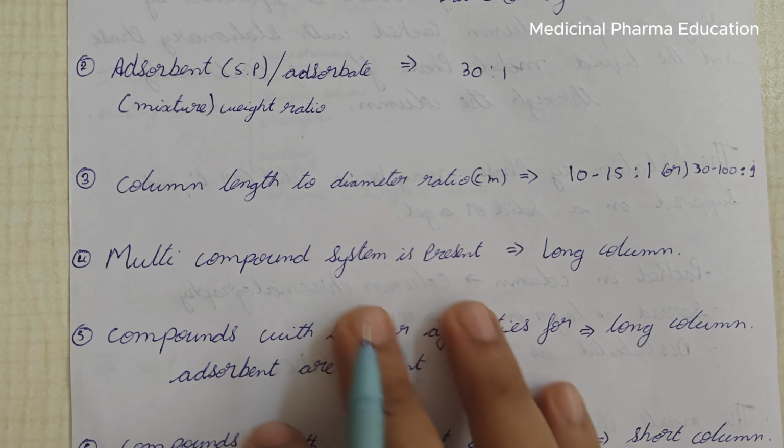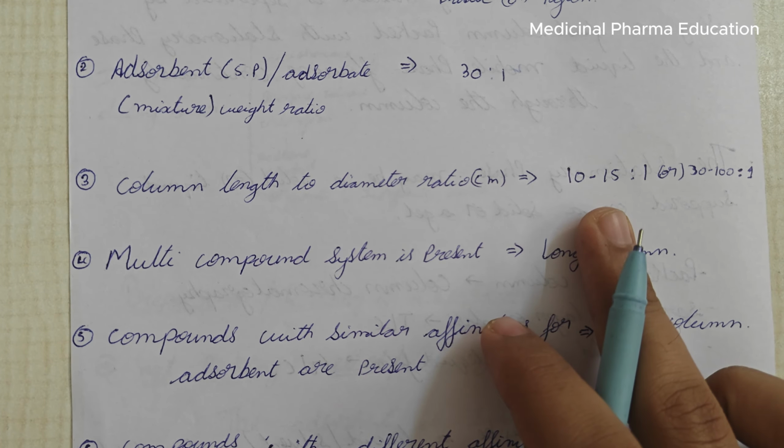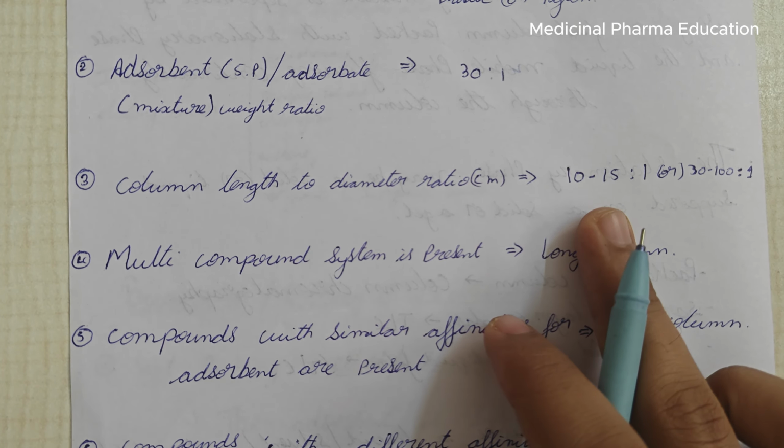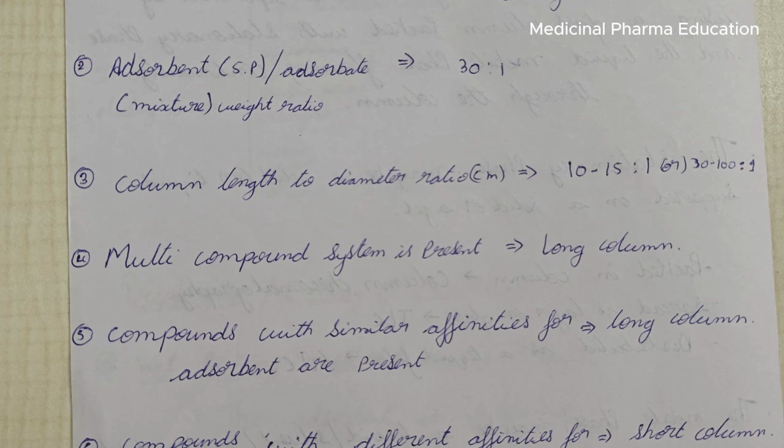Next, the column length to diameter ratio. It should be 10 to 15 is to 1, or 30 to 100 is to 1. The column length would be 10 to 15 is to 1, or 30 to 100 is to 1. This means the length is very long compared to the diameter.